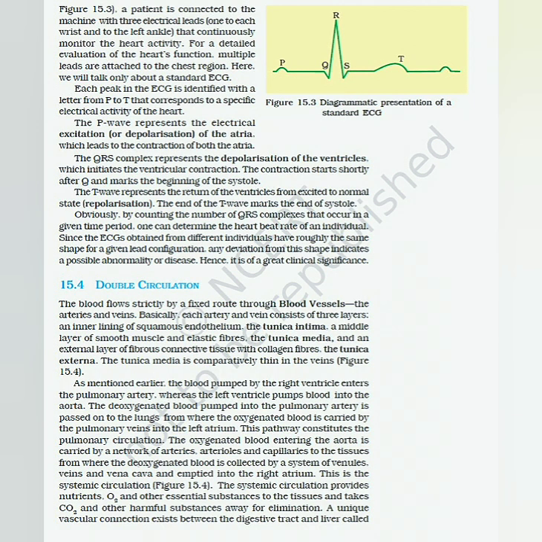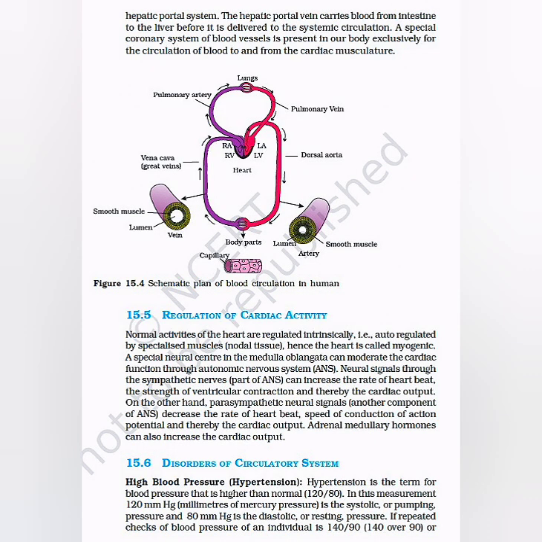The systemic circulation provides nutrients, oxygen, and other essential substances to the tissues and takes carbon dioxide and other harmful substances away for elimination. A unique vascular connection exists between the digestive tract and liver, called the hepatic portal system. The hepatic portal vein carries blood from the intestine to the liver before it is delivered to the systemic circulation. A special coronary system of blood vessels is present in our body exclusively for the circulation of blood to and from the cardiac musculature.